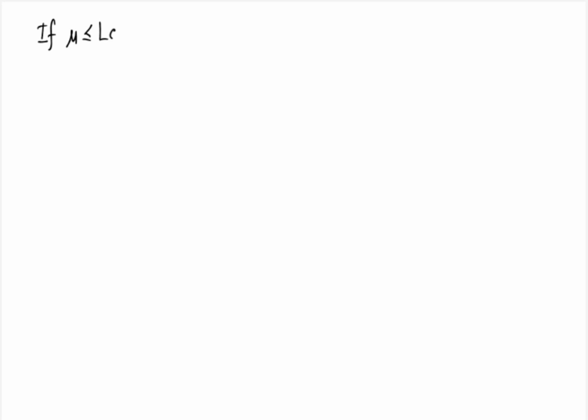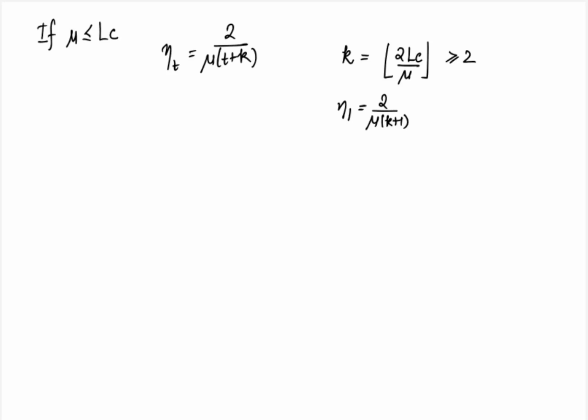In case the assumption about 1 by mu being less than or equal to 1 by LC is not true, that is, when mu is less than or equal to LC, a slight modification gives us the same bound. In that case, we can take eta t equal to 2 divided by mu times t plus k, where k is equal to floor of 2 LC by mu, which is greater than or equal to 2 because we assume that mu is less than or equal to LC. So this way we can ensure that eta 1, given by 2 divided by mu times k plus 1, is less than or equal to 1 by LC. The analysis for this case is almost similar.